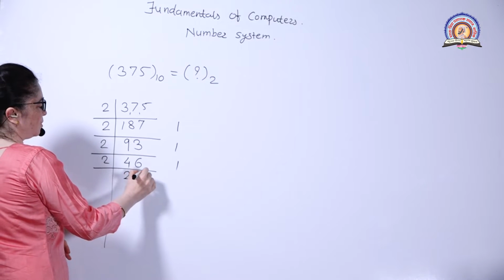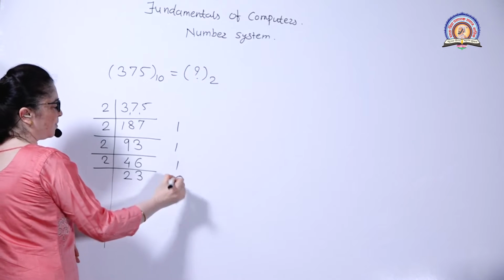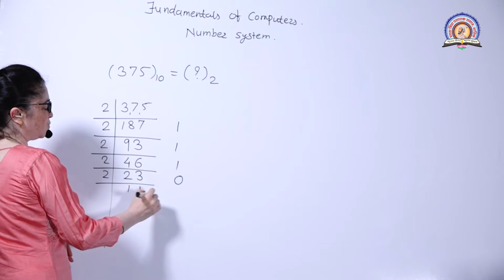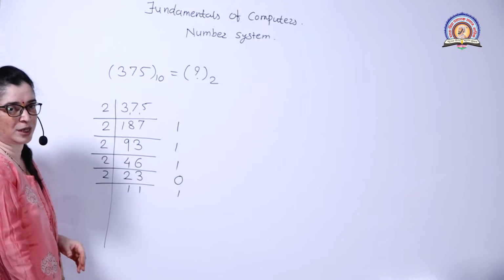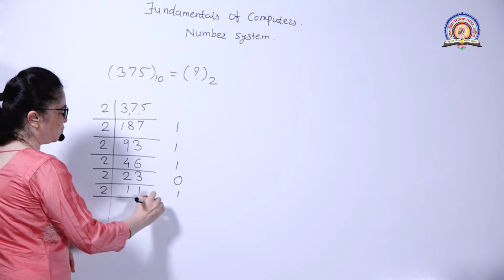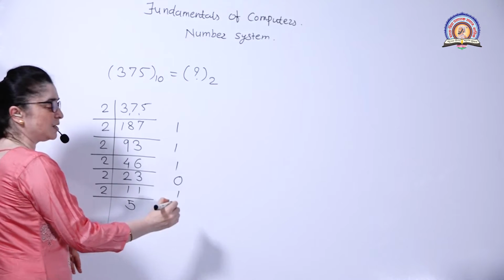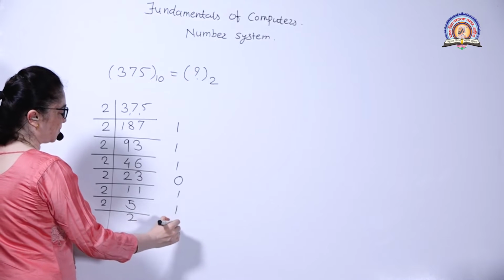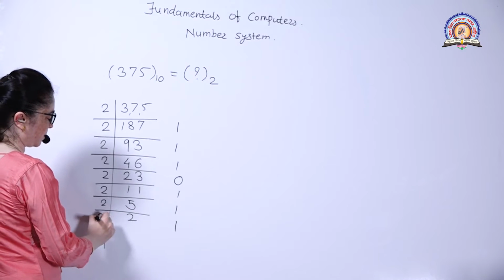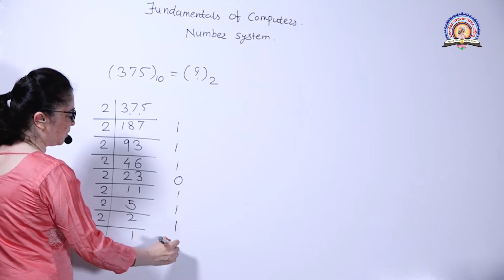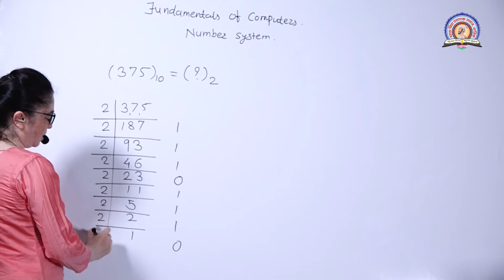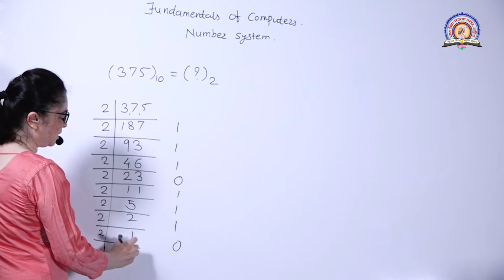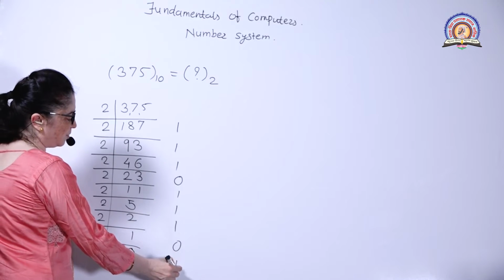2 twos are 4, 2 threes are 6. Remainder is 0. 2 ones are 2, 2 ones are 2. Remainder is 1. 2 fives are 10. Remainder is 1. 2 twos are 4. Remainder is 1. 2 ones are 2. Remainder is 0. And here again, if we divide it by 2, the quotient will become 0 and the remainder will be 1.